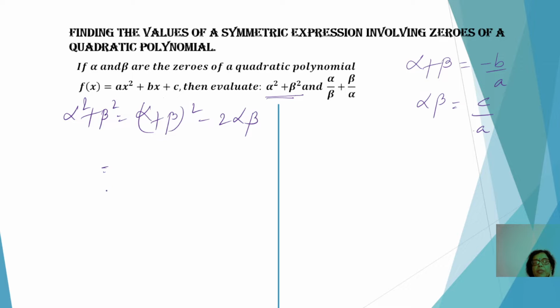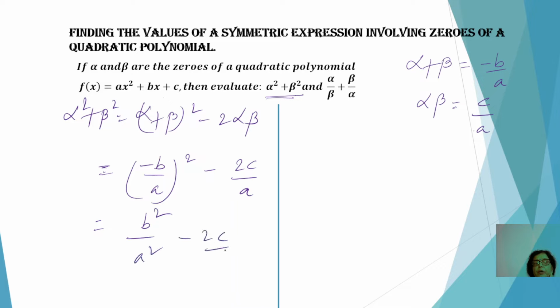and you will be left with alpha square plus beta square. So this is equal to, if we put the values here, this becomes minus b upon a the whole square minus 2c upon a. So if we simplify this, we get here b square upon a square minus 2c upon a. And on further simplification, that is by taking the LCM, we'll get b square minus 2ac upon a square. So this is the value of alpha square plus beta square in terms of the coefficients and constants.